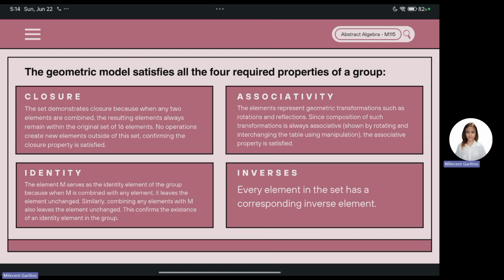Every element in the set has a corresponding inverse element. So yes, we have proven that a while ago, so it is checked. Now, our geometric model pink aurora algebra satisfies the four properties needed for a group. So it means that our pink aurora algebra indeed forms a group structure.